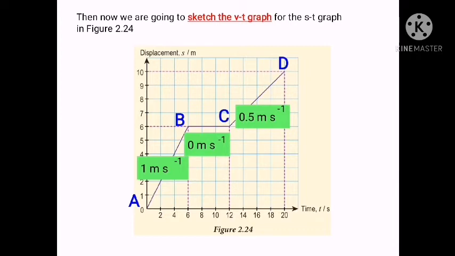So now we're going to sketch the VT graph from the ST graph. Remember, velocity from AB is 1 meter per second, BC is 0 meter per second, and CD is 0.5 meter per second. To sketch the VT graph, you need to sketch the exact same time axis, meaning you need to know all the important times here, which are 0 second, 6 second, 12 second, and 20 second, because these are the points where your motion changes.